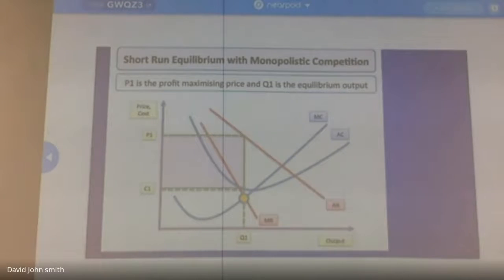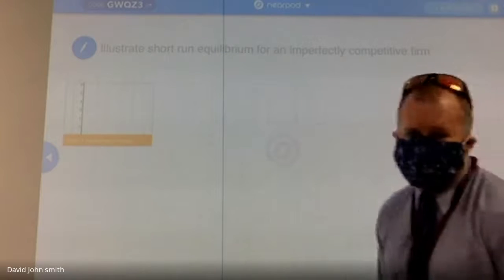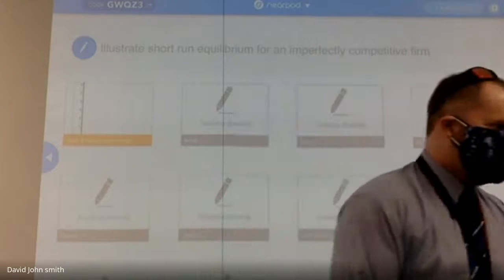Right, so what you need to do now is have a go yourself at drawing an imperfectly competitive firm. So a monopolistically competitive firm. There you go. Have a go.